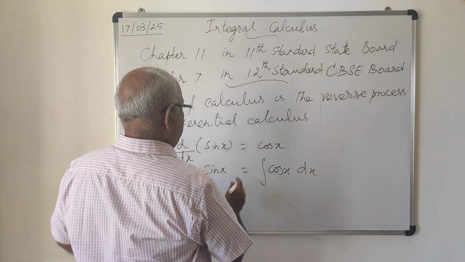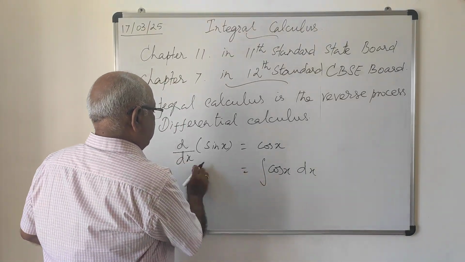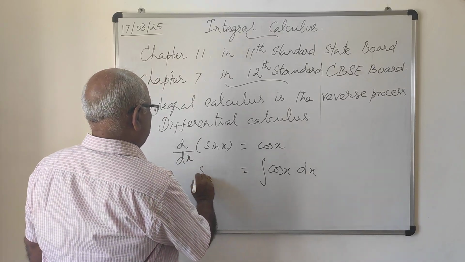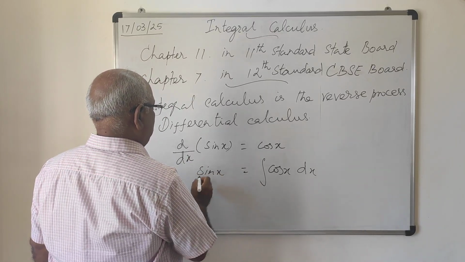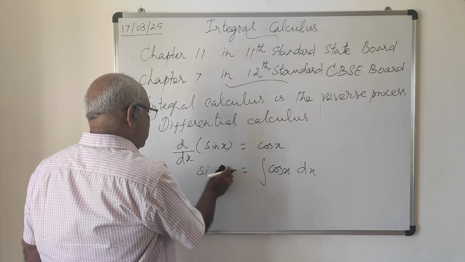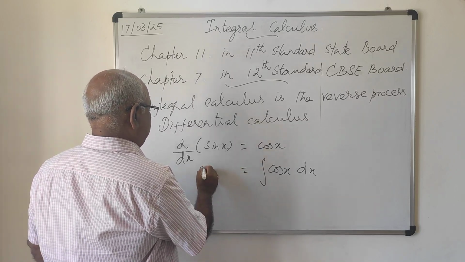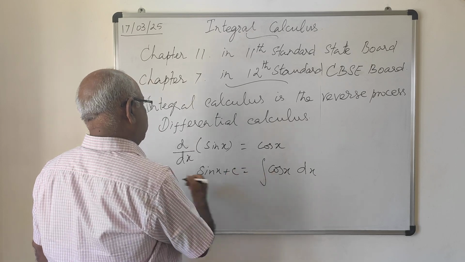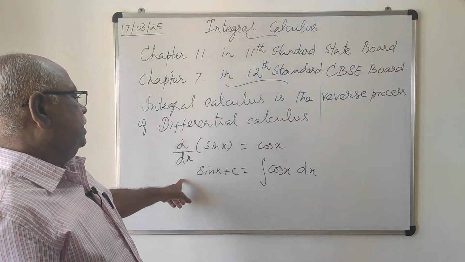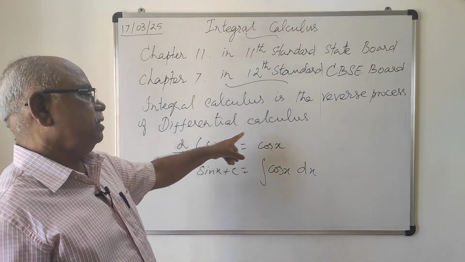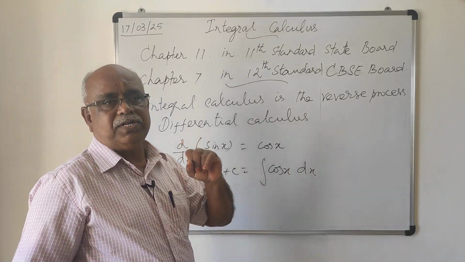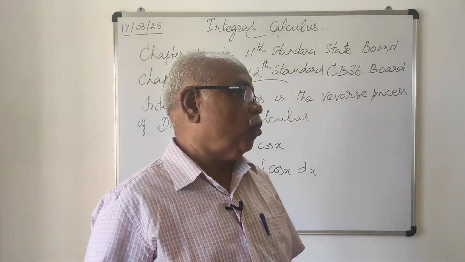Here we have to add some constant. It is sin x only, but one more constant you have to add in the integral value: sin x plus some integrating constant c. The derivative of sin x is cos x, but the integral of cos x is sin x plus some constant c. Why?